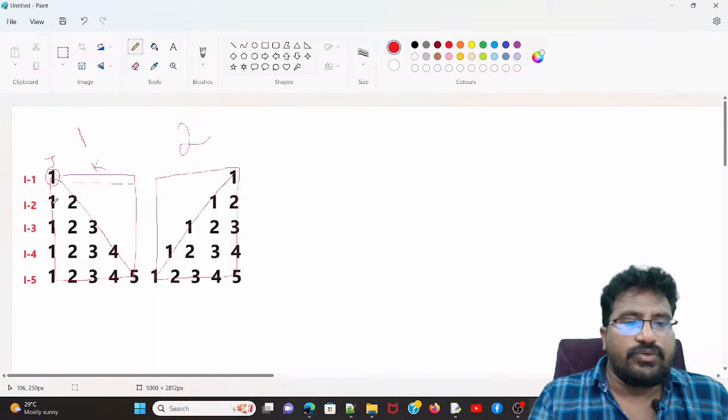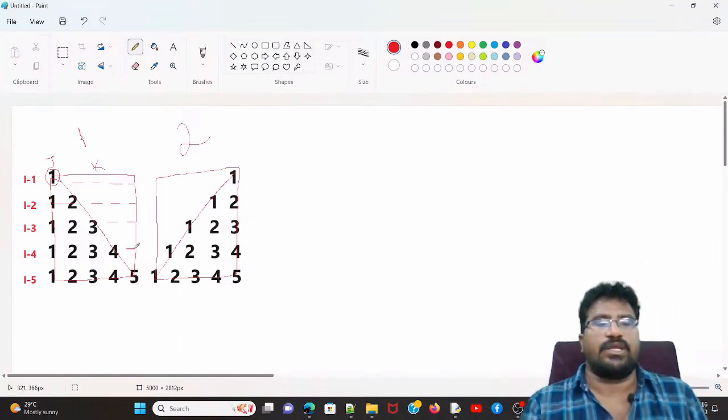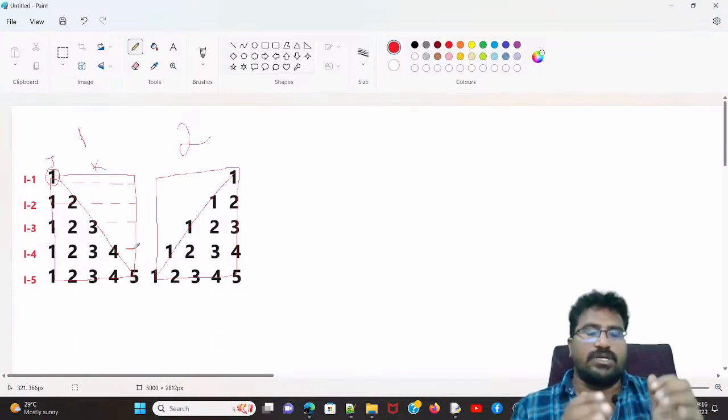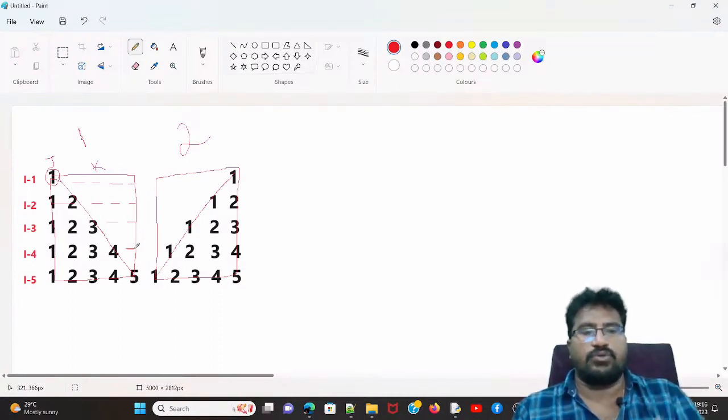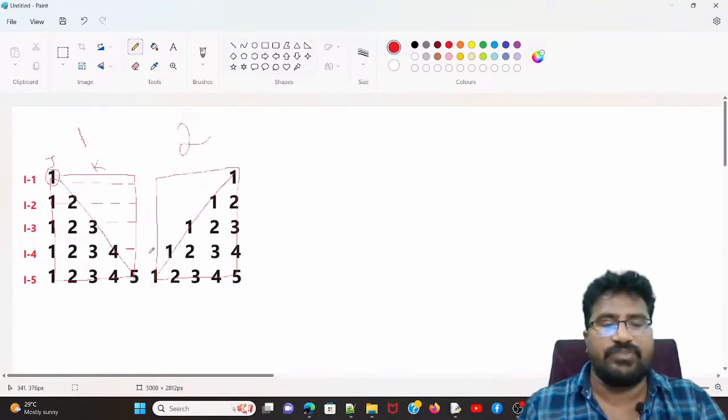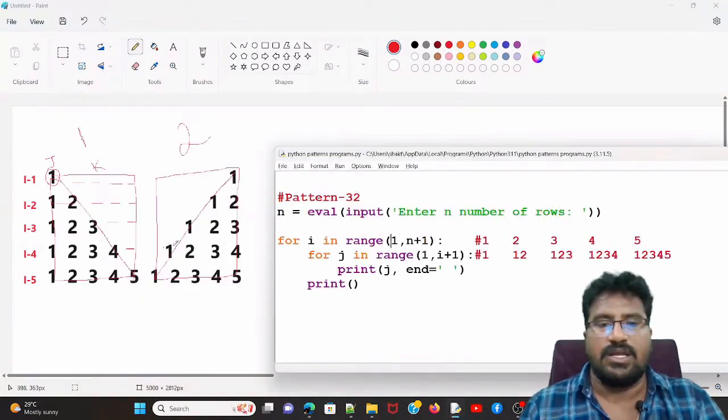Whenever I value is 2, J repeats 2 times, and K, how many times now? 3 times. When I value is 3, J has 3 iterations and K has 2 iterations. When I value is 4, J has 4 iterations and K has 1 iteration only. K 1 iteration means the iteration is decreasing. First 4, then 3, 2, 1, at last 0. All of you observe now.